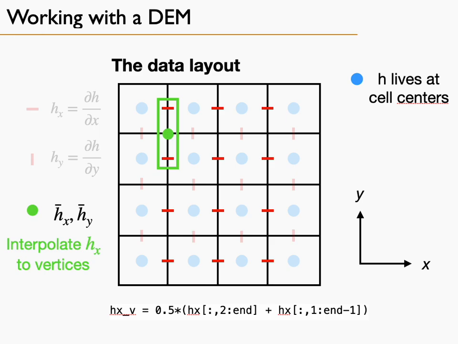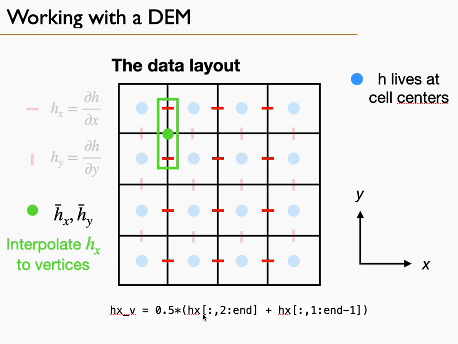So how to proceed? We are going to make a simple average. So let's start with hx. We want to compute the value of hx at this location using this data. So we can take half of these nodes plus half of these nodes. That's an averaging. So here's an expression for this.